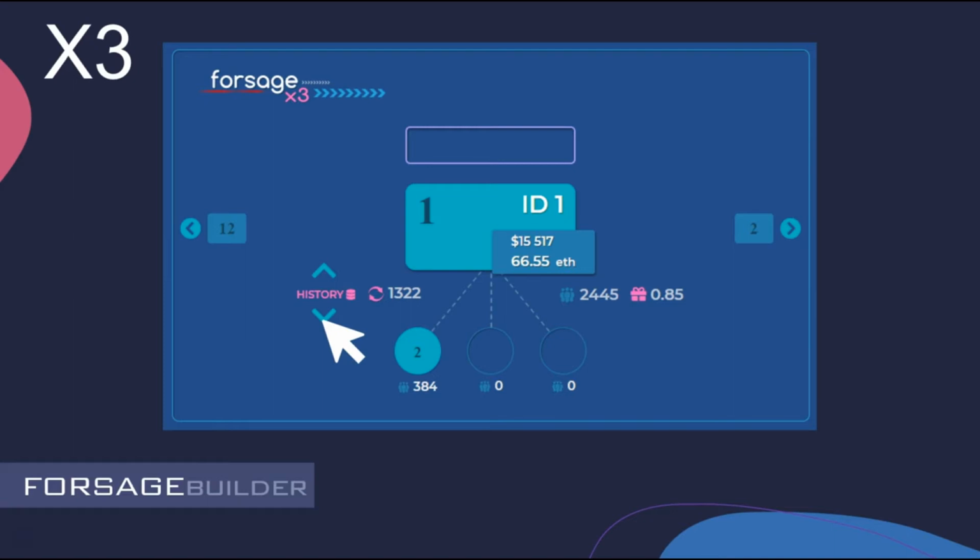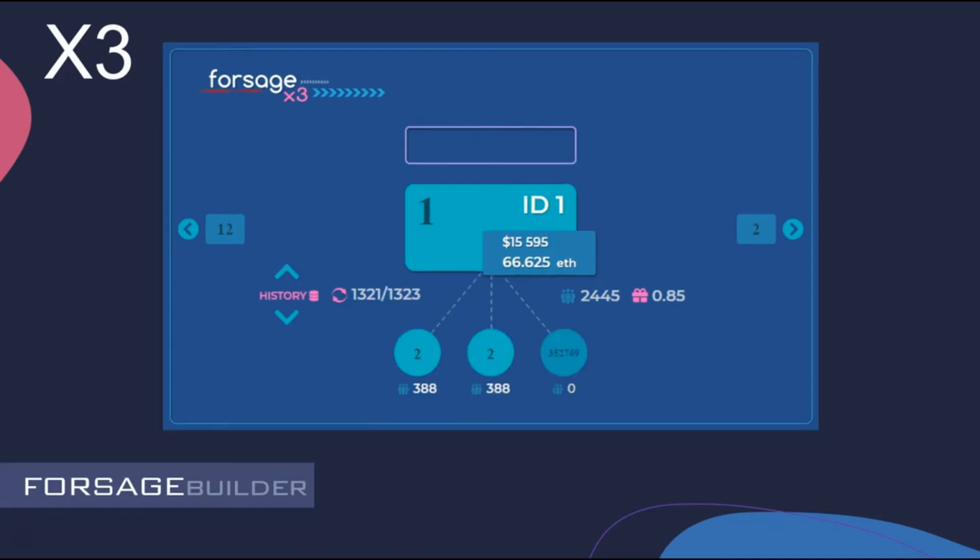At the time of this screenshot, 5 months have passed since ID number 1 launched their campaign. In other words, it is the 1,322nd reset. You will also notice that ID 2 occupies the first contributor placement. If we click the down arrow, we go back in time one reset. But wait a minute, why is ID number 2 now occupying 2 of these contributor placements, and ID number 352769 is right next to them?